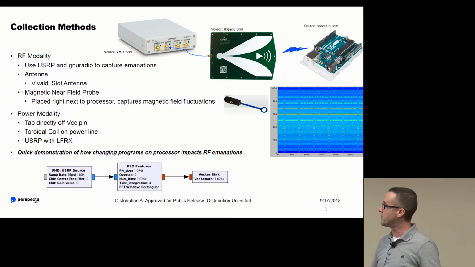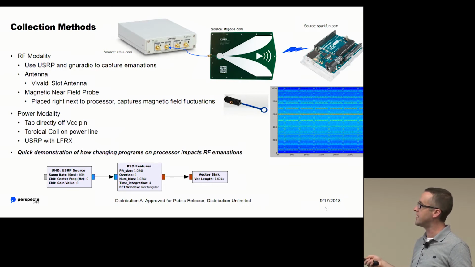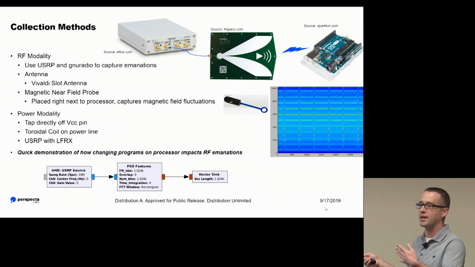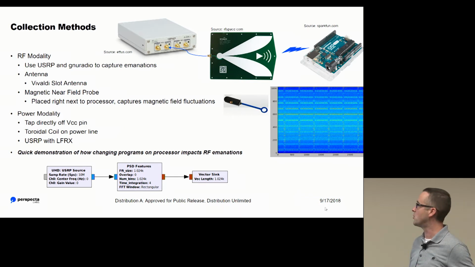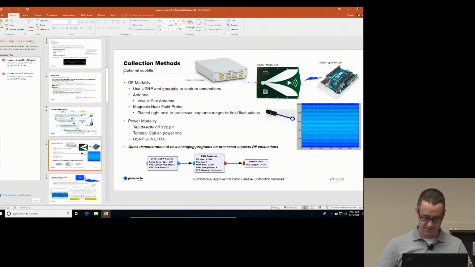So we're heavily using GNU Radio as our streaming framework, both for the RF modality and then using the USRPs with the baseband front end to capture the power modality. In the RF modality, we can take a USRP with an antenna, and I'll show a demo in just a second. In a very simple case, you can see very clearly that the processor is emanating what we would expect from the program. We can also use a magnetic near-field probe to zoom right into the piece of the board that we want to observe. So let's take a quick look at that, at the risk of messing this up.